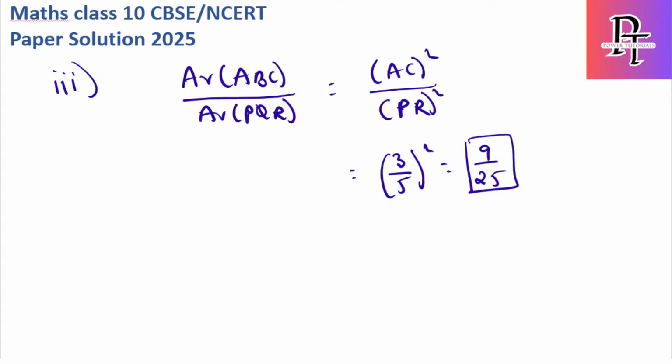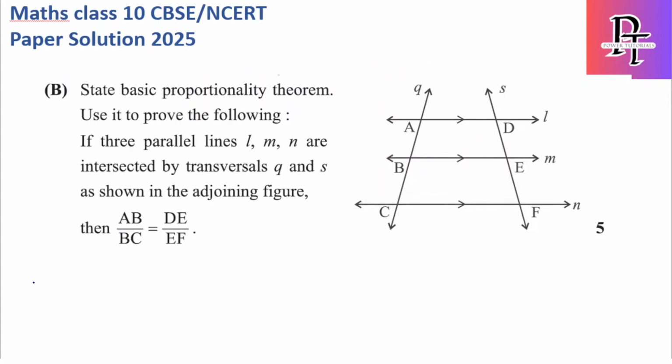Okay. Let's move to the next one. So here, as I mentioned, you can solve A or B, but here I am going for the B part. State the basic proportionality theorem. First you have to state it, and proving the basic proportionality theorem is also very important. So once you have time, make sure to check how to prove this question also. But here I'm not going to prove it, they are asking only to state, so I will write the theorem.